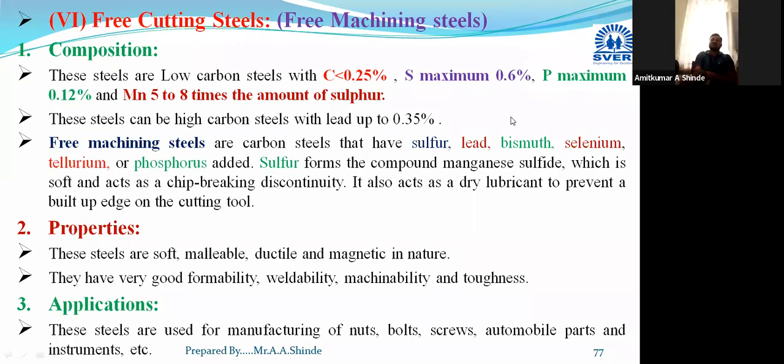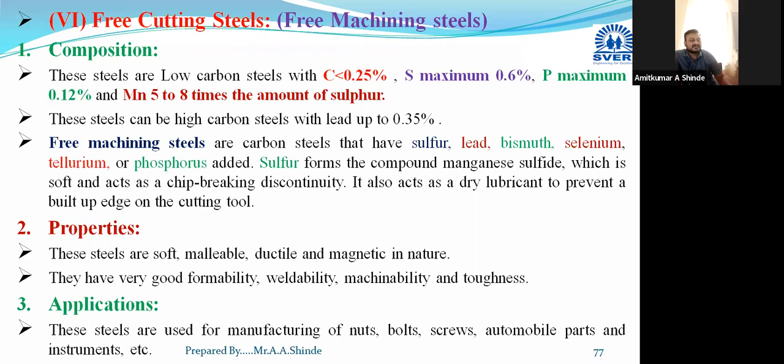So first we will discuss the composition. These free cutting steels or free machining steels are low carbon steels with carbon percentage maximum up to 0.25%. Then it consists of silicon, phosphorus and manganese, and sulfur. The maximum quantity of sulfur is 0.6%, and a maximum quantity of phosphorus is up to 0.12%.